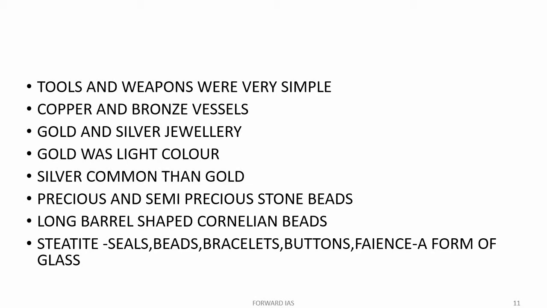Some beads were made out of precious and semi-precious stones. Long barrel-shaped carnelian beads were there. Another important material used by the Indus Valley people was steatite. Steatite was used to make beads, seals, bracelets, buttons, and faience, a form of glass.